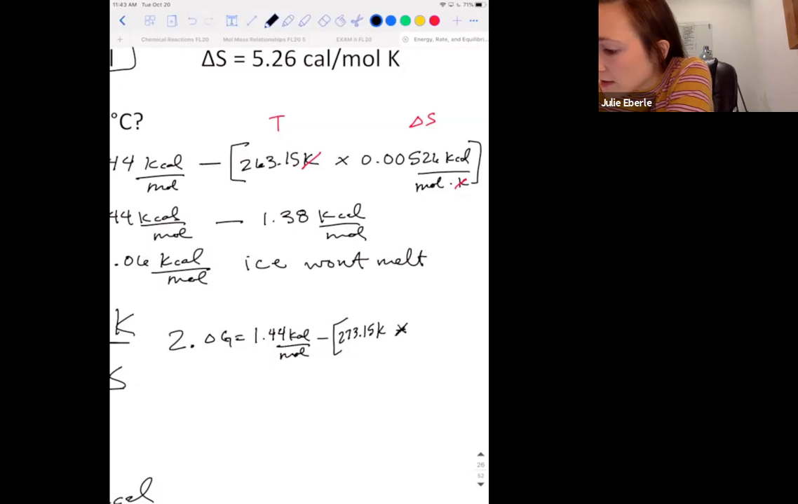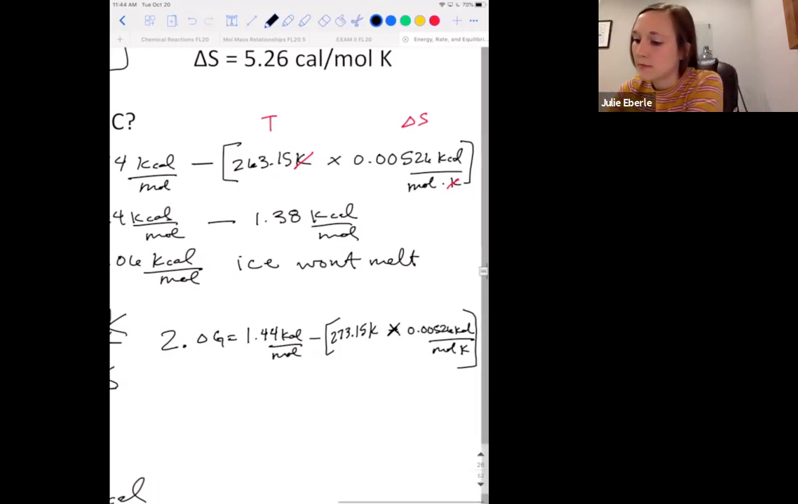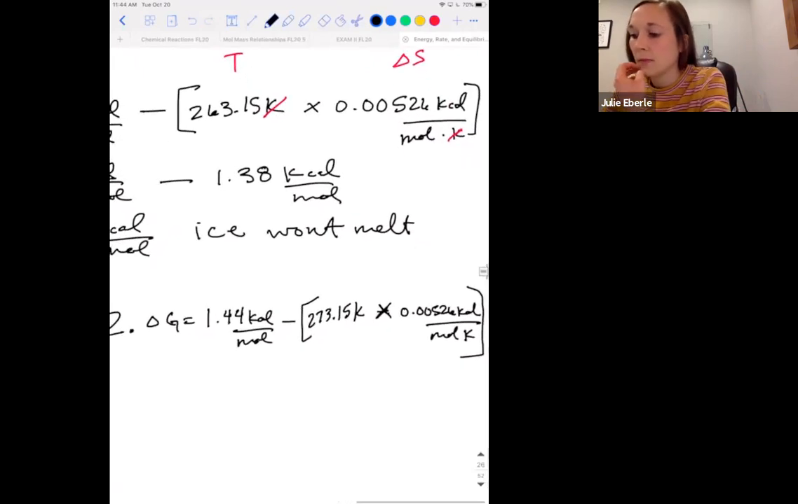It's times, not minus. Times 0.00526 kcal per mole Kelvin. You squeezing it in there. Hopefully y'all can see that. Okay, so calculate the T. This is our temperature, and this is our delta S portion. This was our delta H portion. So now what does delta G equal?